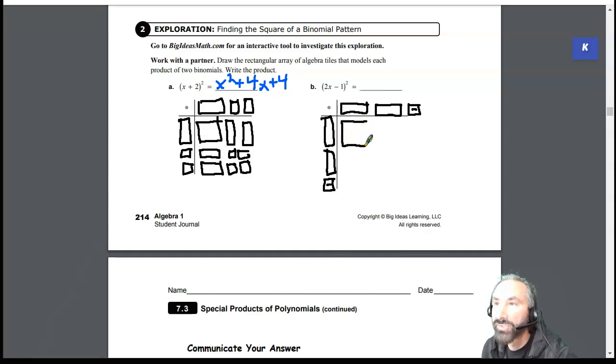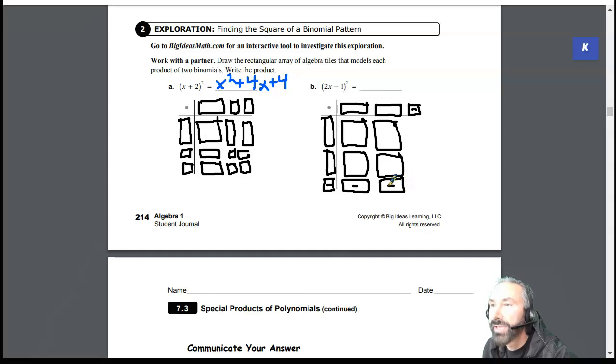This will get me an x squared, another x squared, another x squared, and another x squared. X times x is x squared. X times negative 1 will get me a negative x, and x times negative 1 will get me another negative x. Yay! And then finally, this negative 1 times all these. So this will be negative x, and this will also be negative x. And then negative 1 times negative 1 is positive 1.